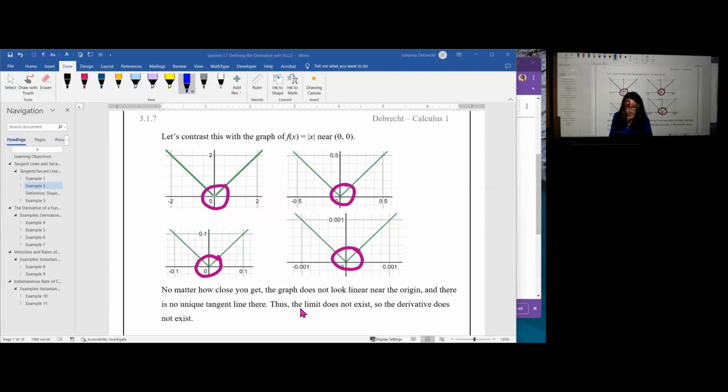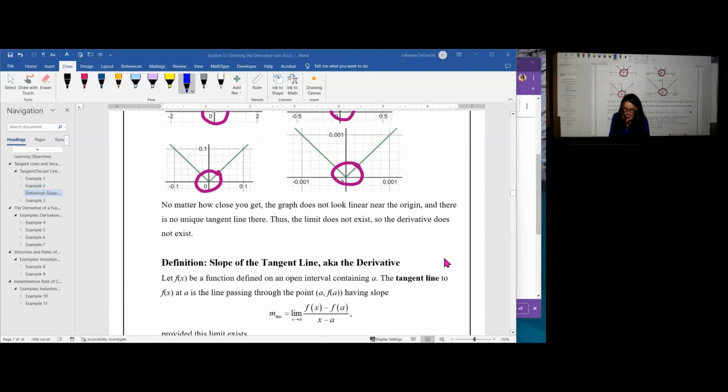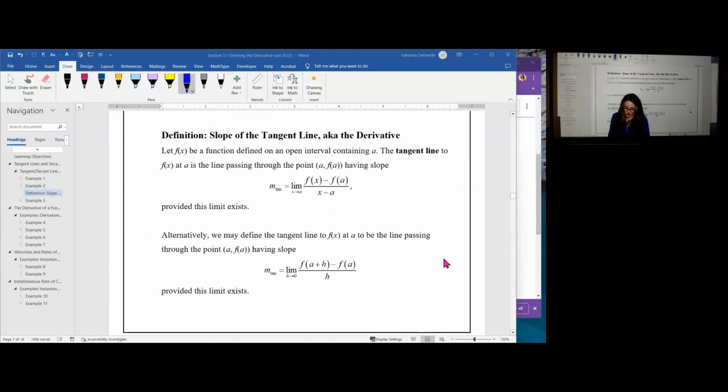Now, why is this causing a problem? What's the issue here? Well, we're going to come back to the definition of the slope of the tangent line, which is the derivative. The derivative is the limit as x approaches a of f of x minus f of a divided by x minus a. It's the limiting value of the slope of the secant line.